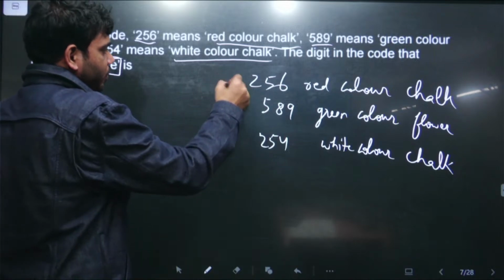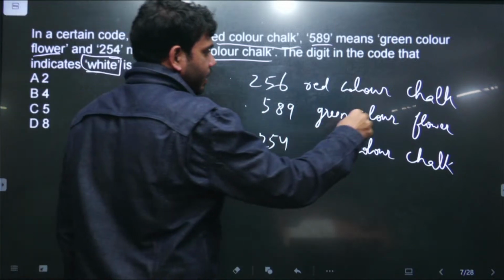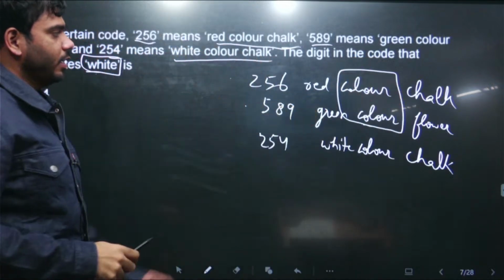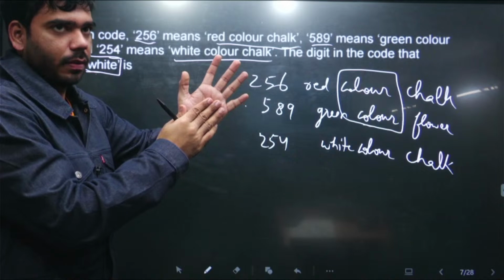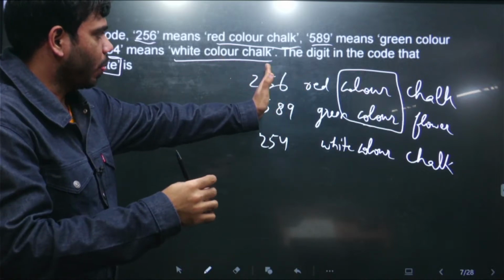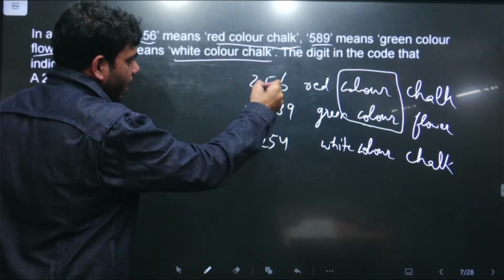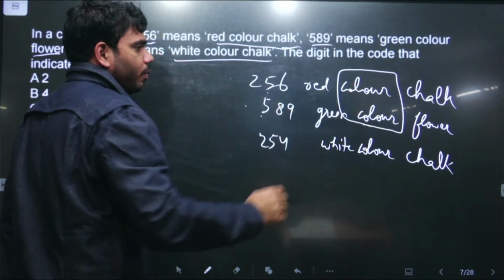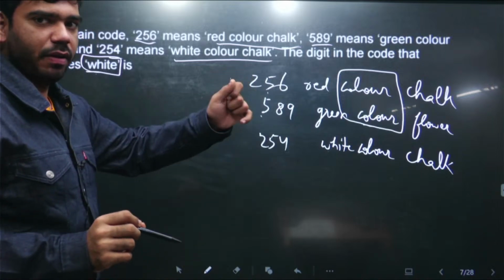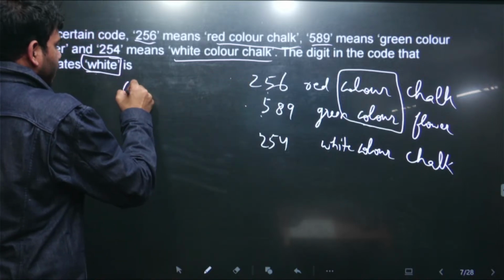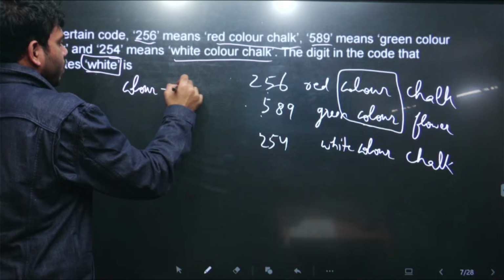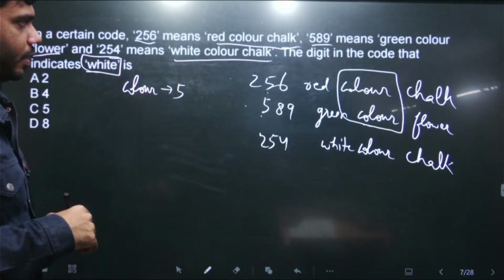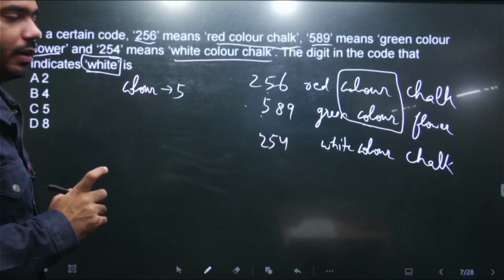Observing the first and second statements, we can say that the word color is common in both of these, and in the digits we can say 5 is common over here. So in digits 5 is common, and in words color is common. So from the first and second statements, very definitely we can say color is encoded as 5, right? This we can say very confidently.